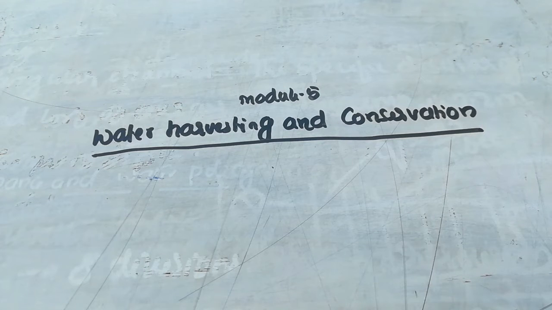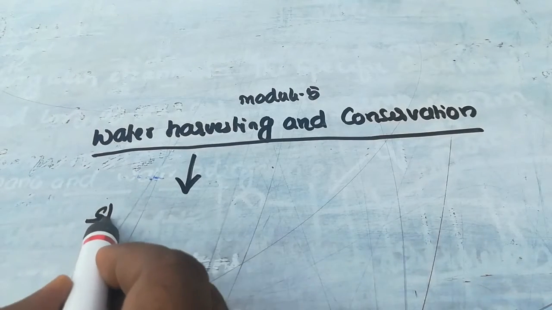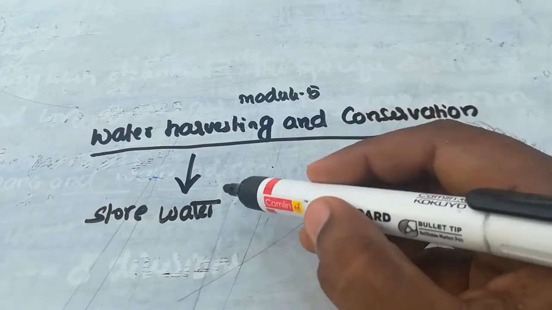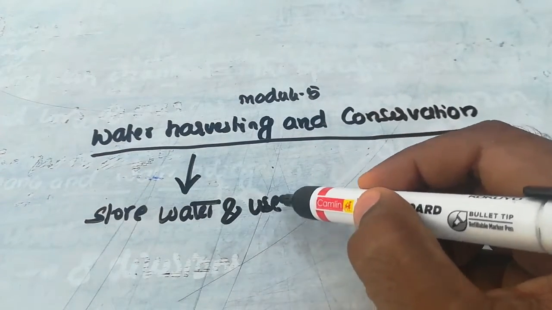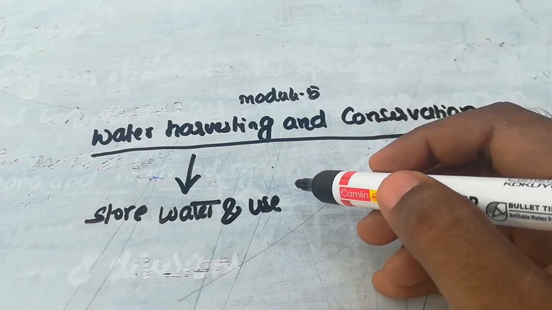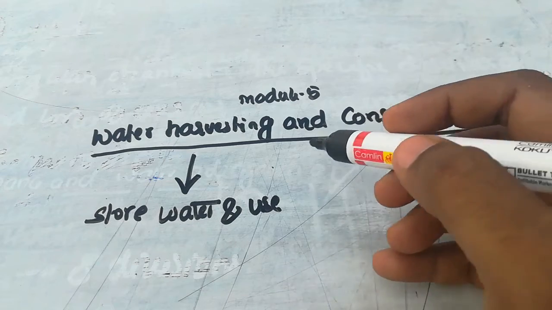What do you mean by water harvesting and conservation? Water harvesting means rainwater: how we can store it and how we can utilize it for future need. That is called water harvesting. We store water and use it for needy time, when the need arises.